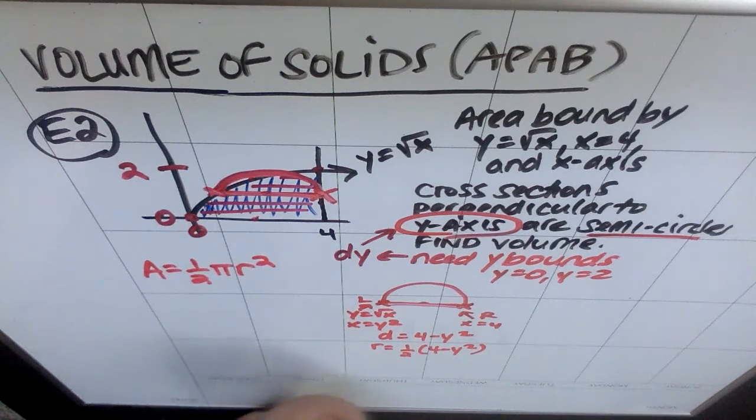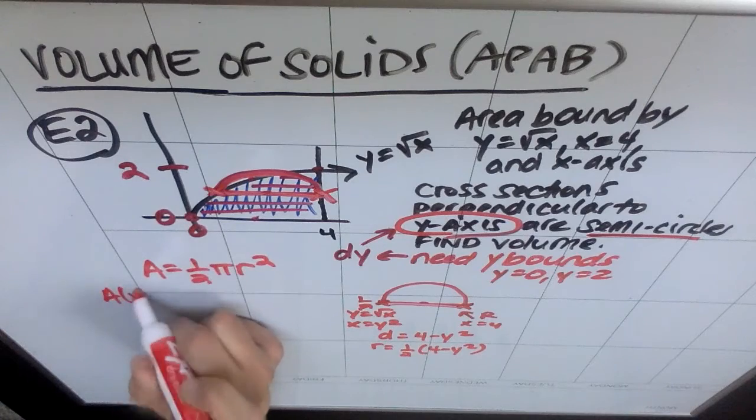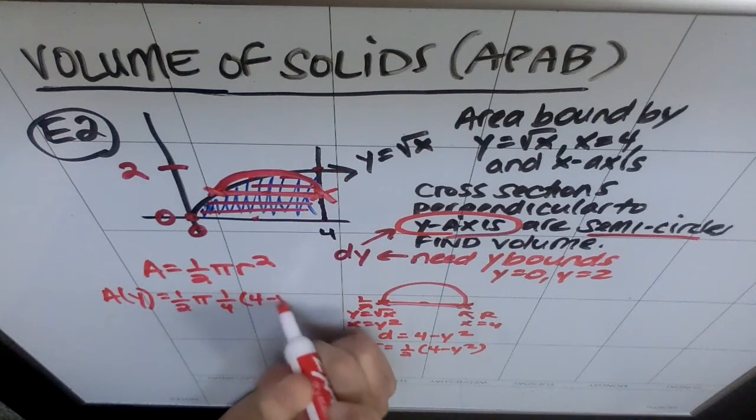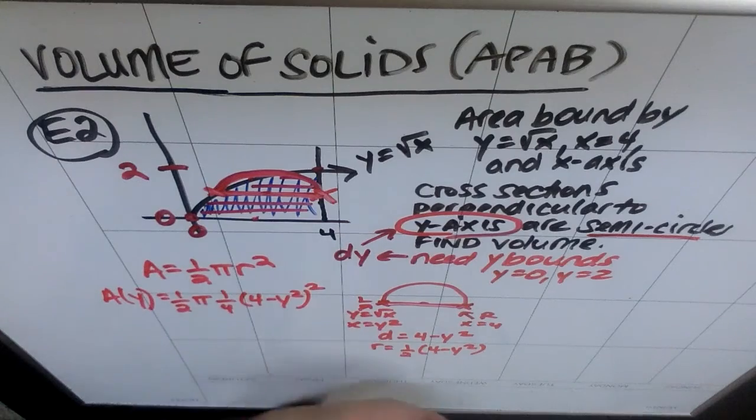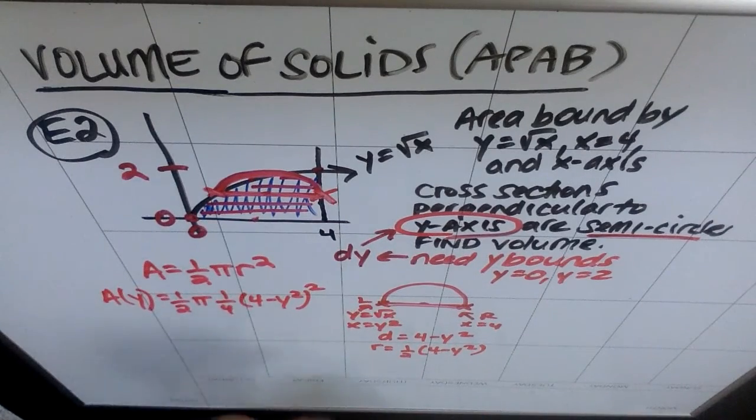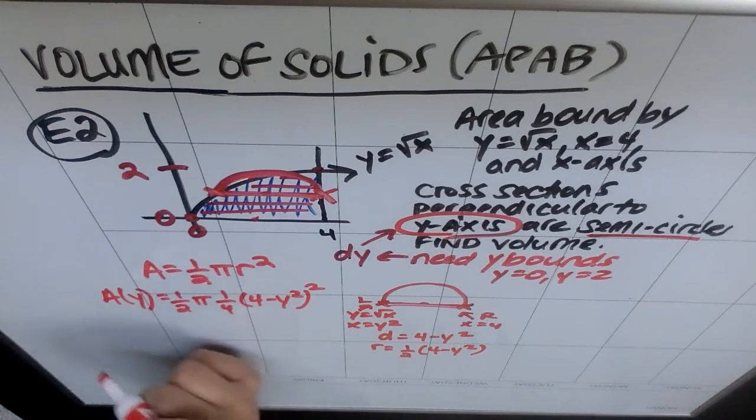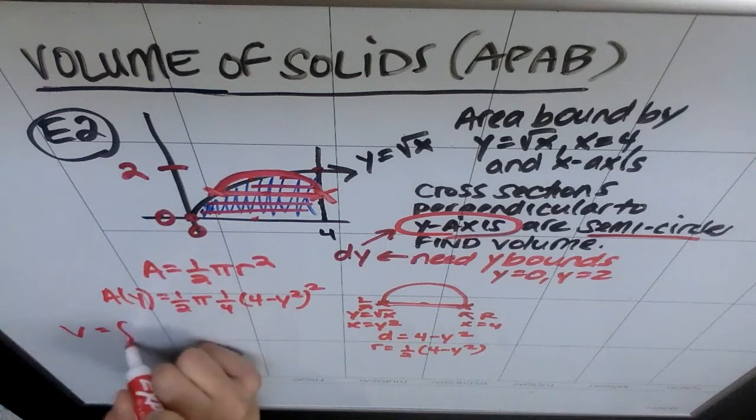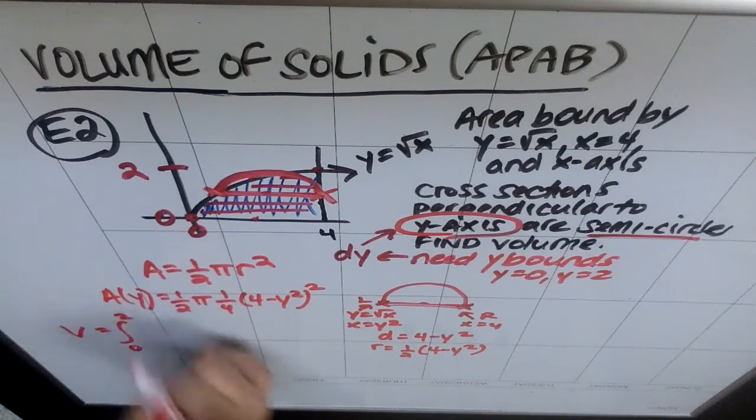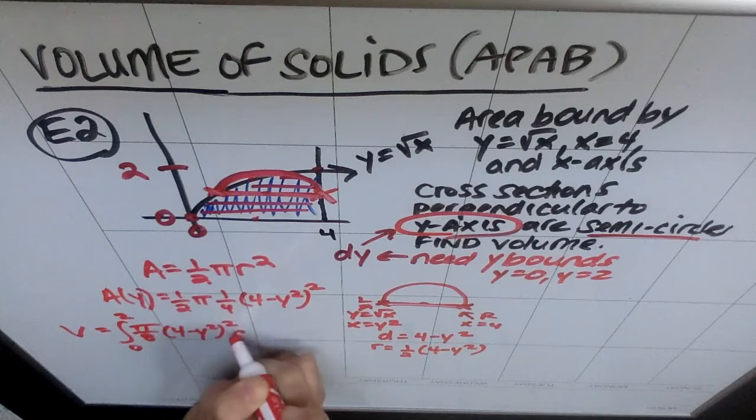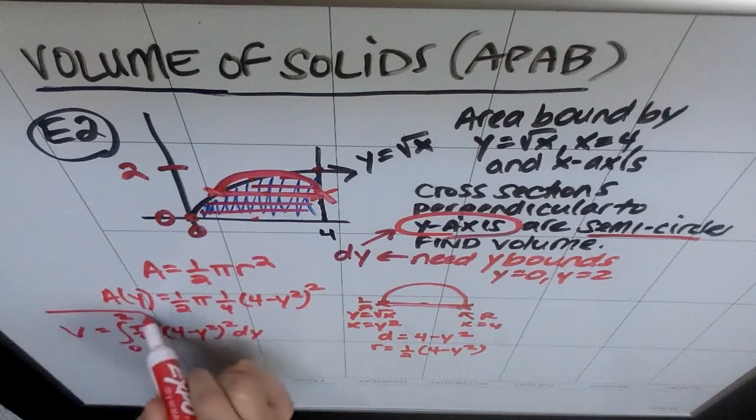So when I come back up here, my area in terms of y is 1/2 pi, and then this whole thing squared, which will be a 4th because you square the 1/2, and then this whole quantity, ugly as it is, squared. So that's my formula for area. After I find my area formula, my job is going to be to integrate that to find the volume. So my volume is going to be the integral from 0 to 2 of, if I put this 1/2 times a 4th together, I get an 8th, so I'm going to write that as pi over 8, and then this whole ugly thing squared, with respect to y. So this is the actual setup for your integral.